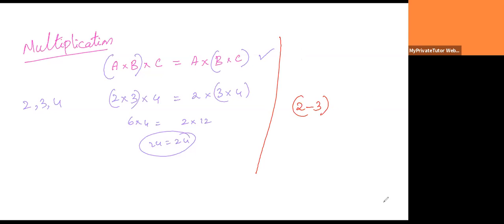Just a moment, let's go to the next page. So 2 minus 3 minus 4 equals 2 minus 3 minus 4. Is it the same? Just try. It is minus 1 minus 4. This one is 2. What is this? Minus 1. We got minus 5 here.